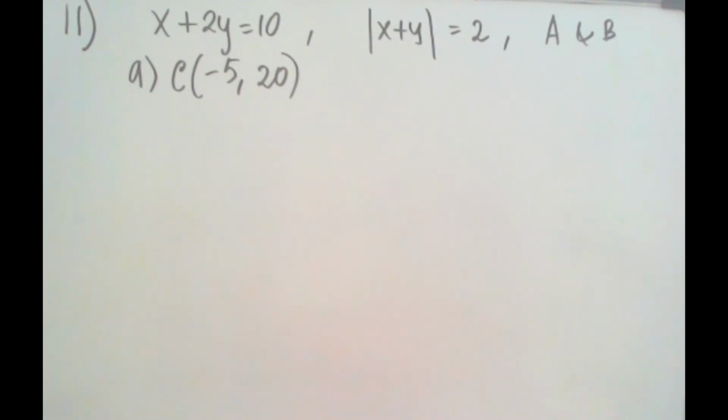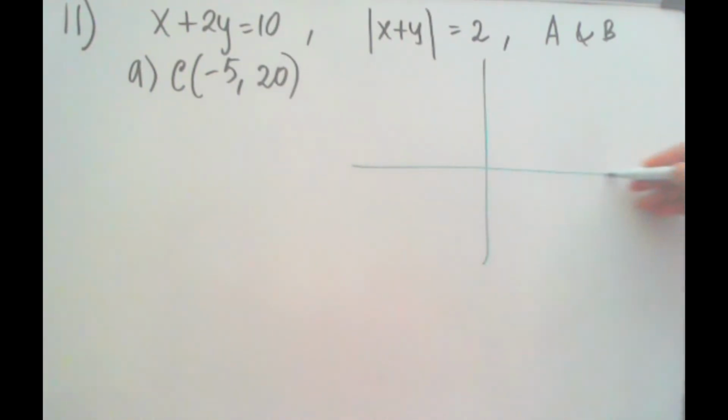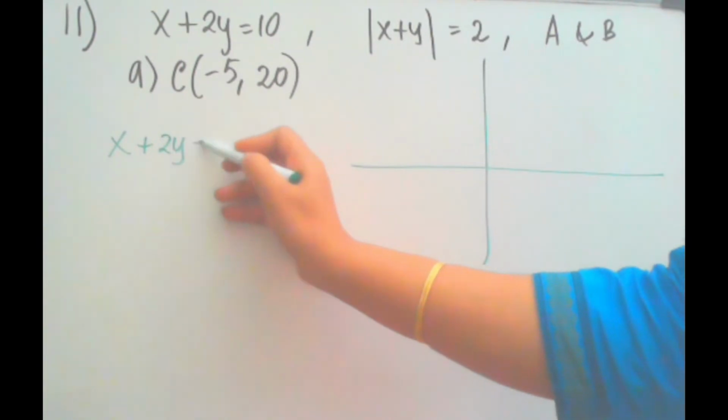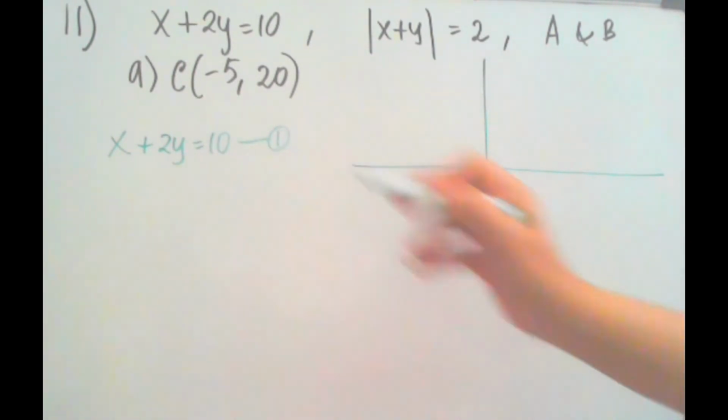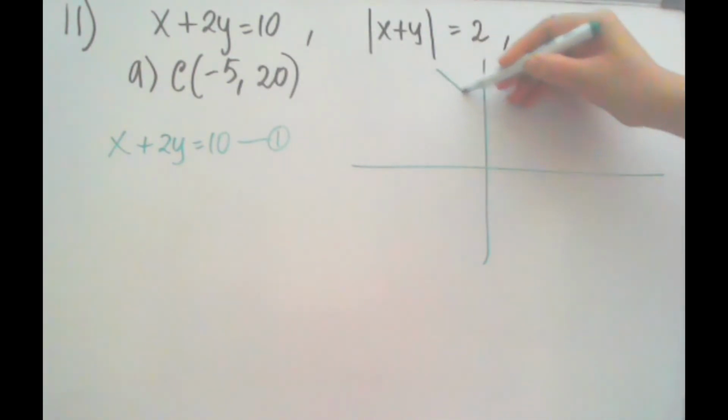Now let us first draw how these lines look like. Okay, that will help this question solve in a more easier way. Okay, this is the Cartesian plane. So x plus 2y equal to 10. Let's call this equation number 1, and if we plot this, it looks like this.